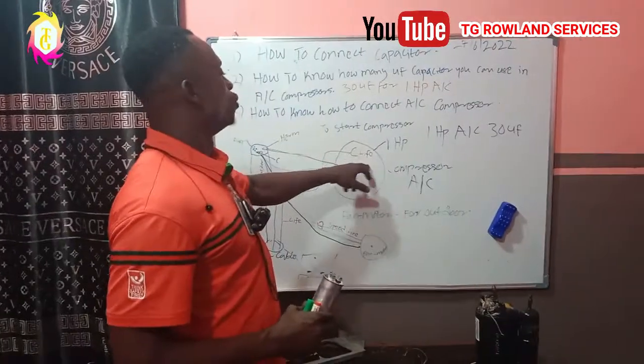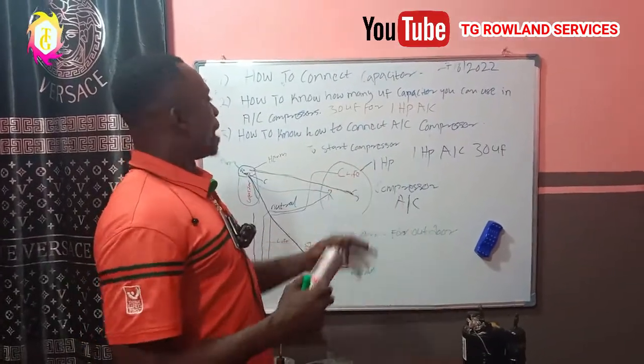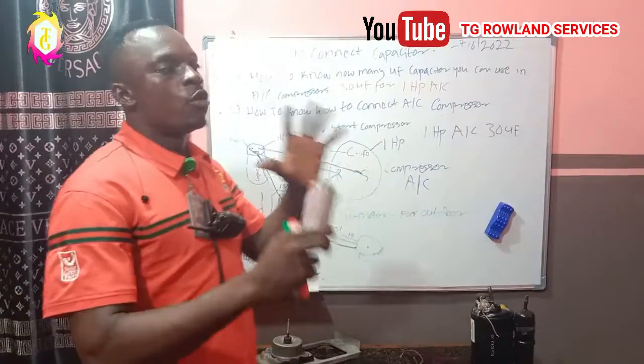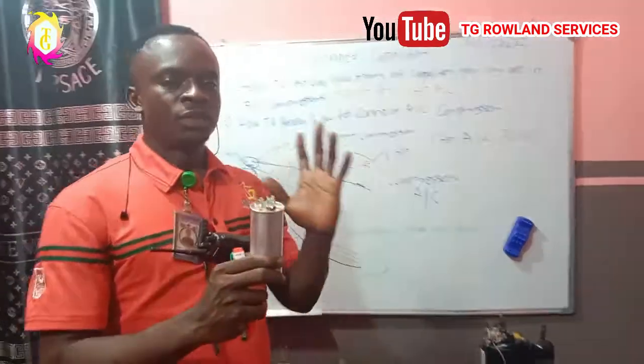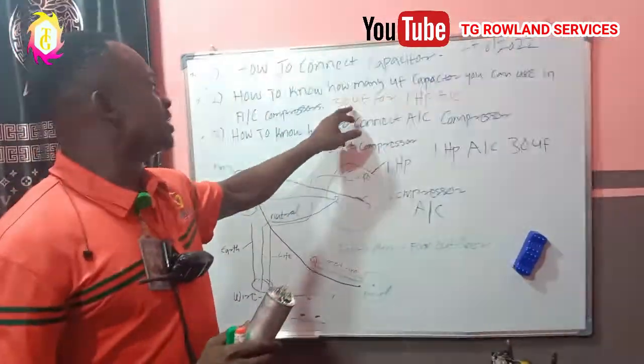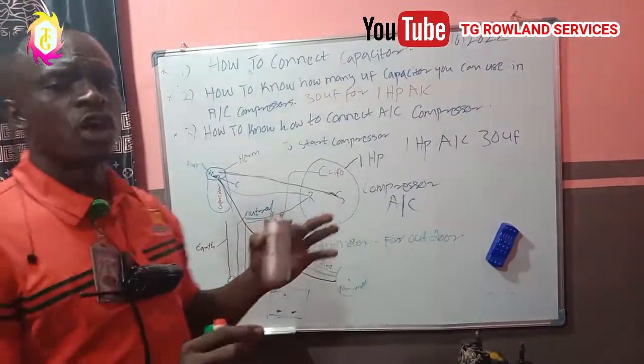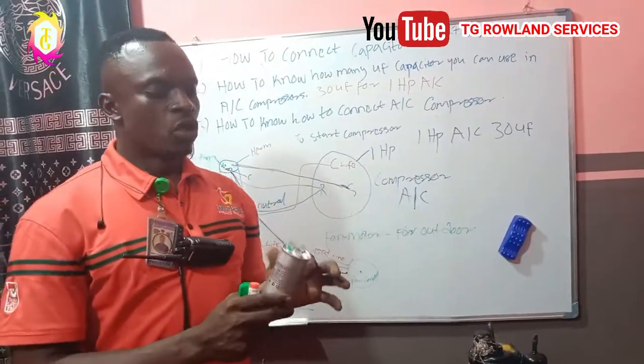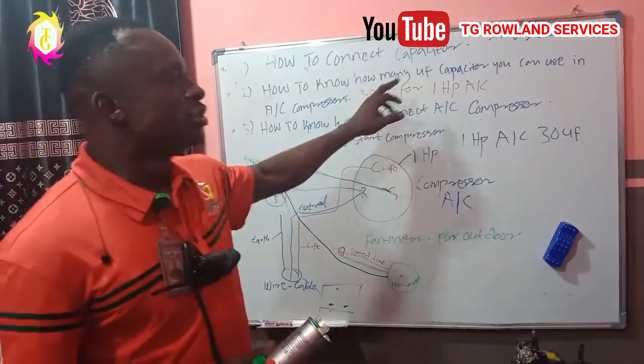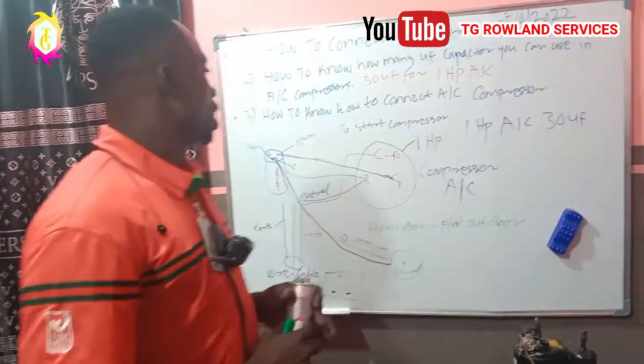We are starting a compressor, which is 1 horsepower. The capacitor you are going to use for a 1 horsepower compressor is what? 30 UF for 1 horsepower compressor. Any 1 horsepower compressor in the whole world normally uses what? 30 UF capacitor. All right.